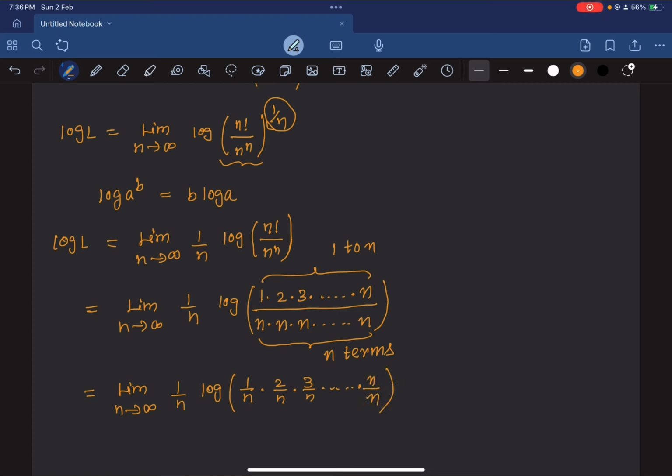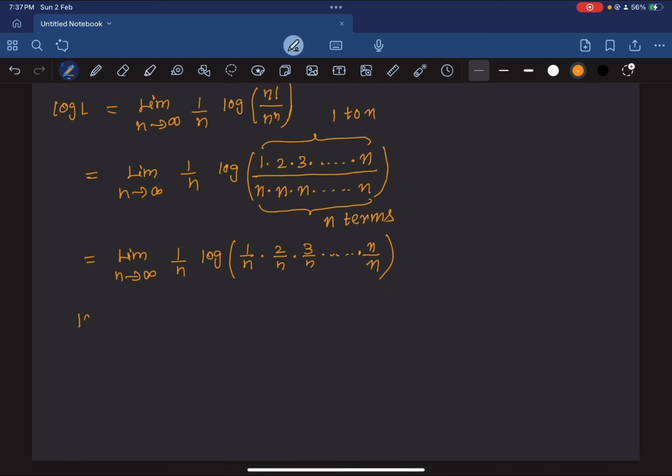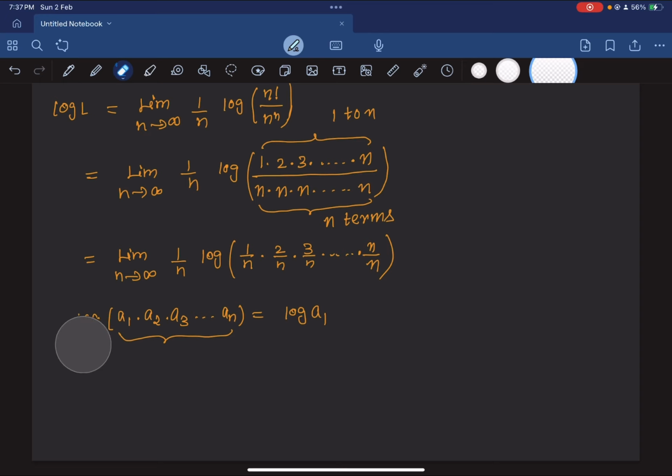All right, now again there is a result in logarithms. So you have log of a1 times a2 times a3 and so on to an. So here you have a product of these numbers. When you apply logarithm to the product of the numbers, you'll get log a1 plus log a2 plus and so on log an.